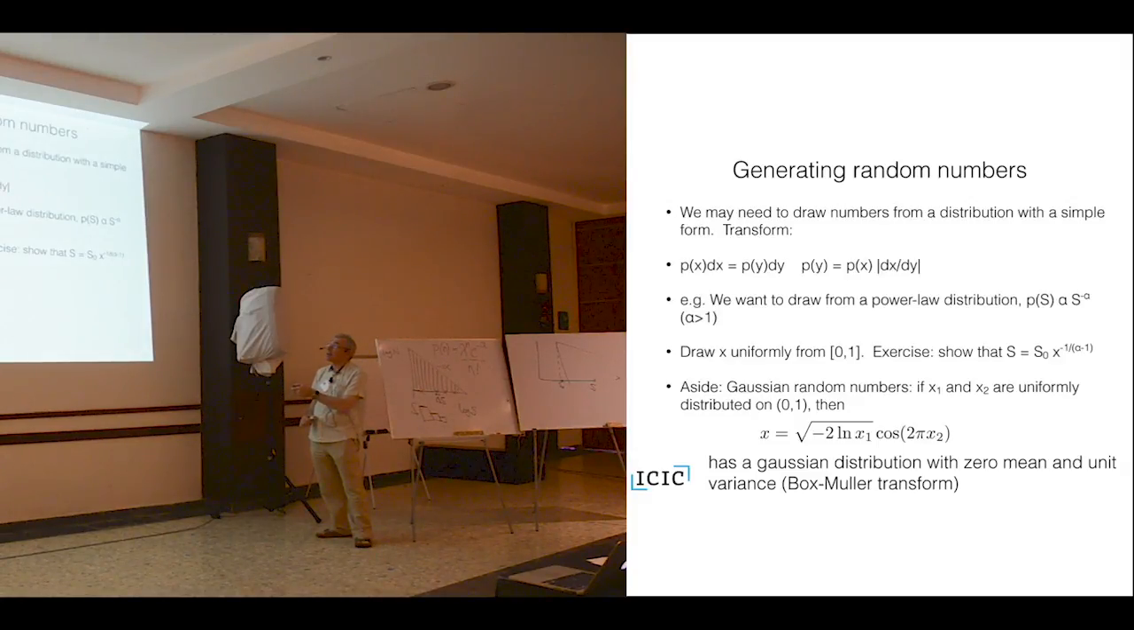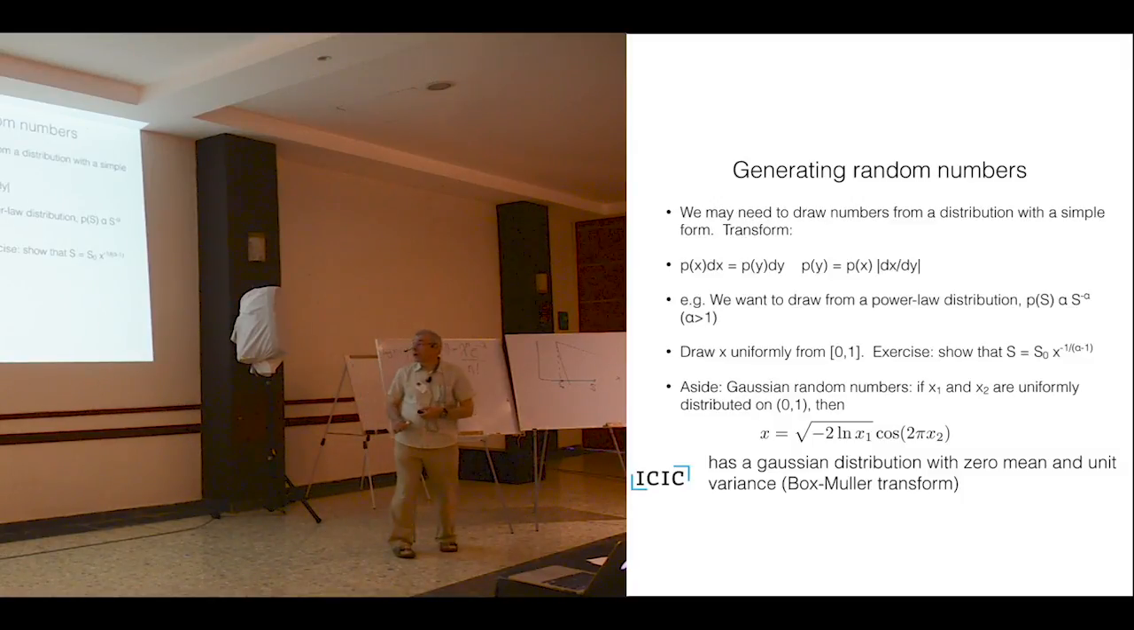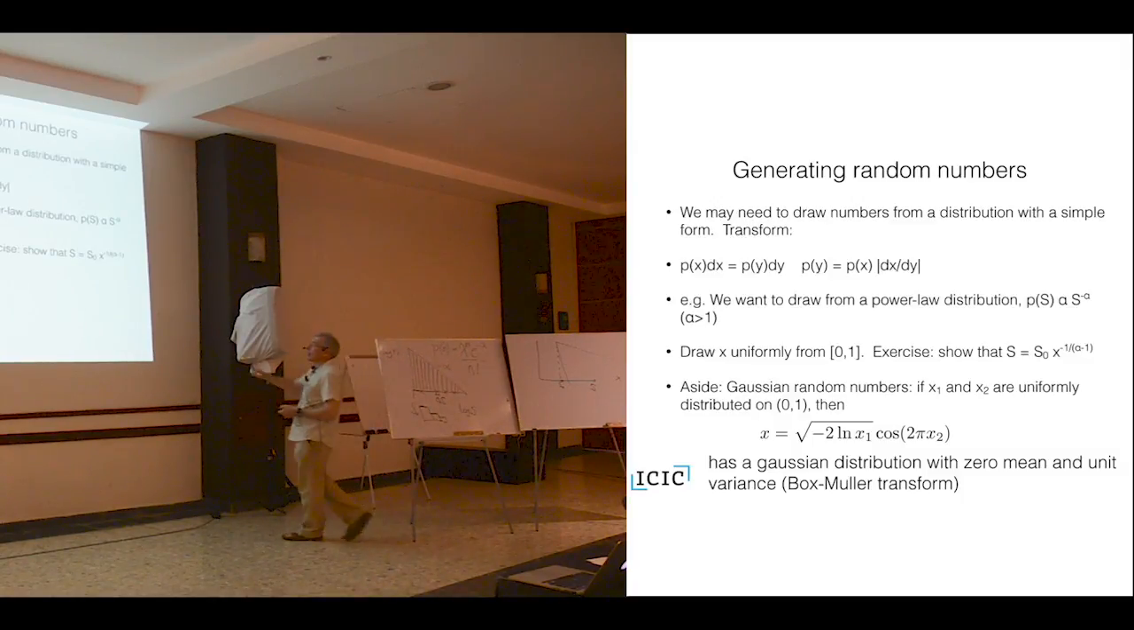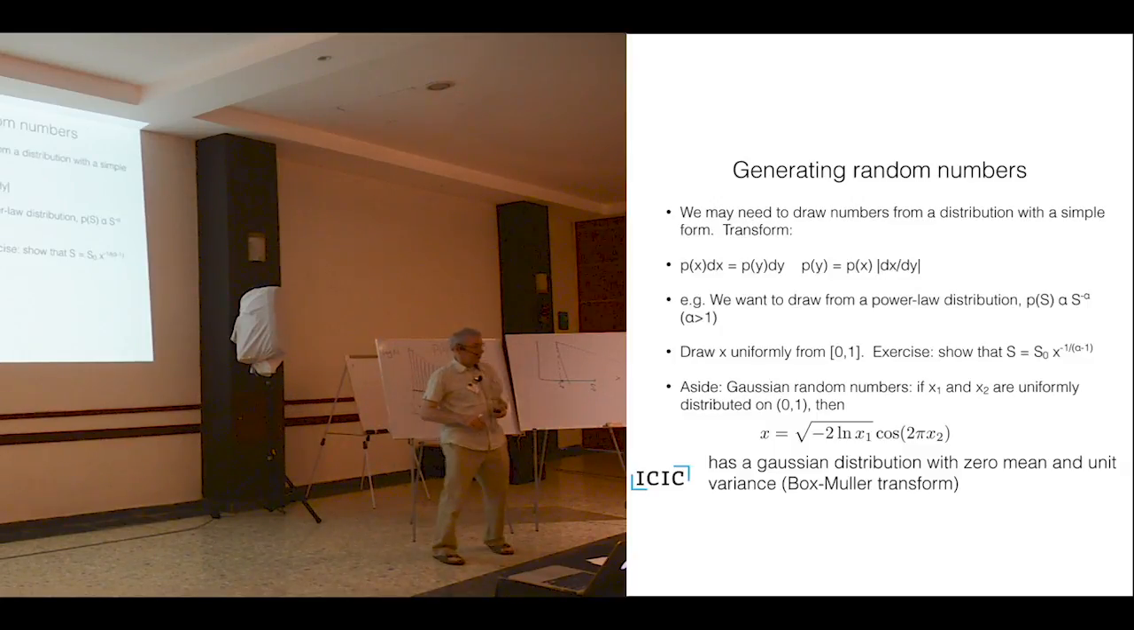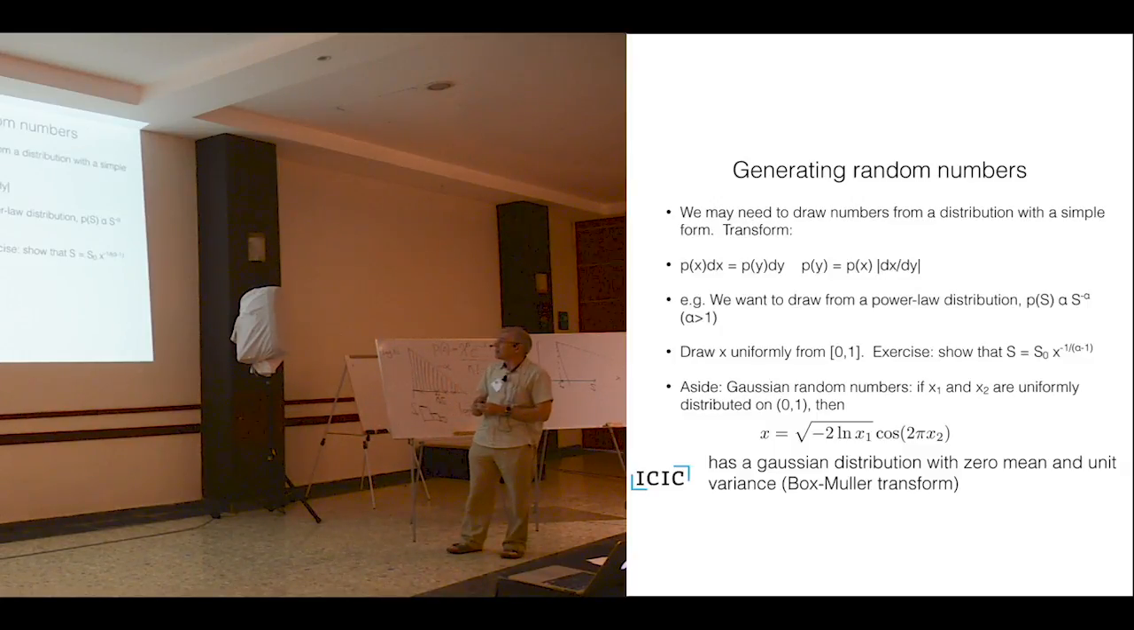And clearly it's the dx by dy term which is going to give you what you need. So you should be able to show very easily that the transformation that you need is that s is s0 times x to the minus 1 over alpha minus 1. Alpha has to be more than 1. Is it p of s equals alpha?